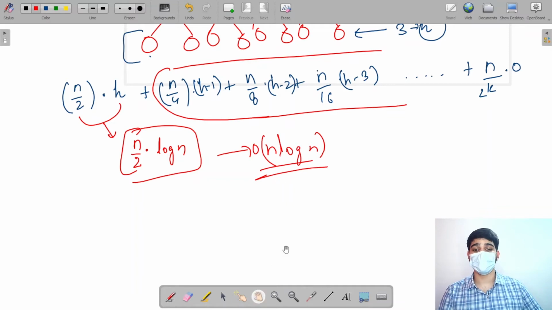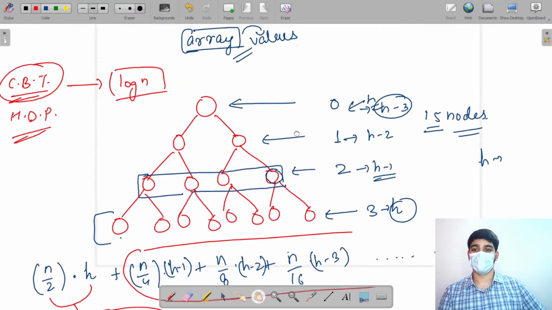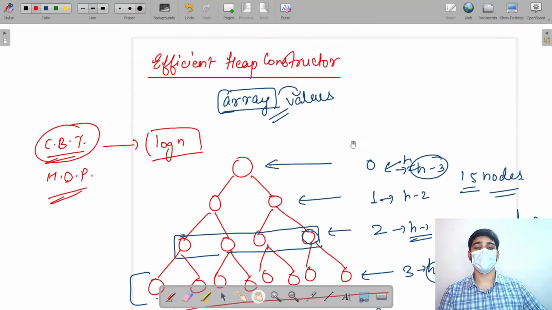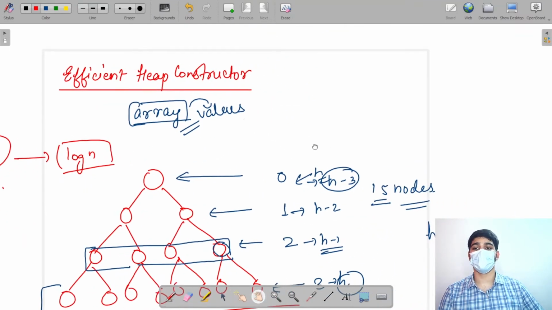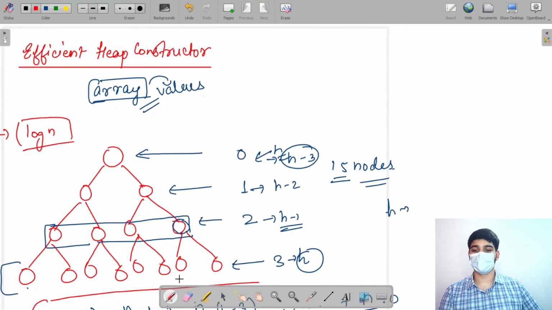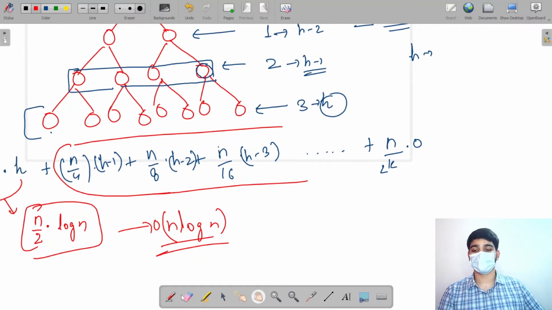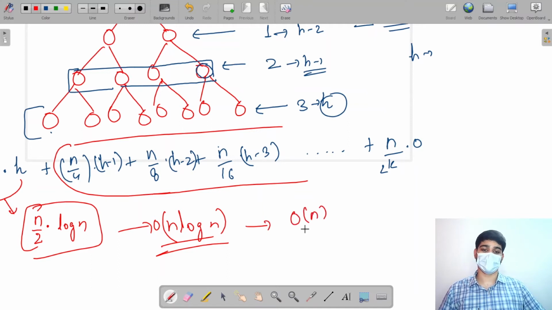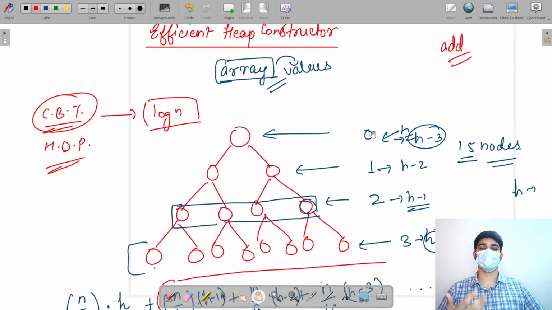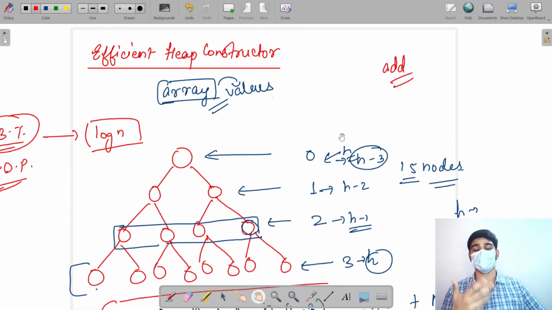So as I said, if I had to enter all the values inside my array one by one and pass it through the add function, so that my add function calls for up heapify, then the complexity is n log n. What we can do is we can make it more efficient, and we can drop this to O of n. So let's see how. This is what this video is all about, writing an efficient heap constructor, right?